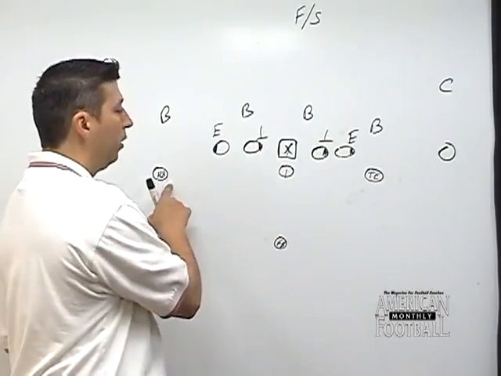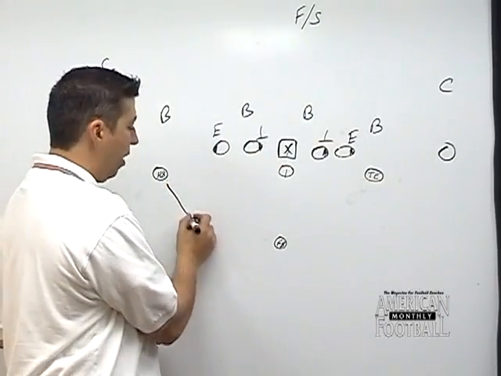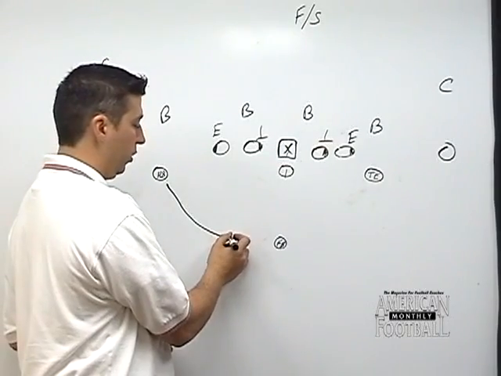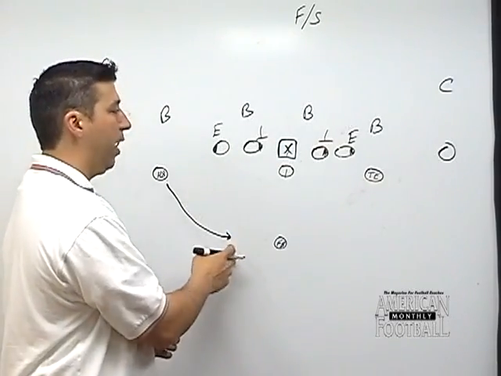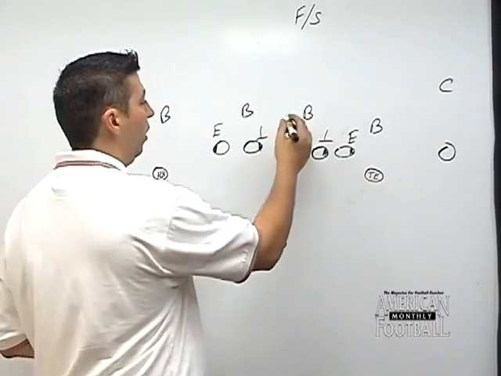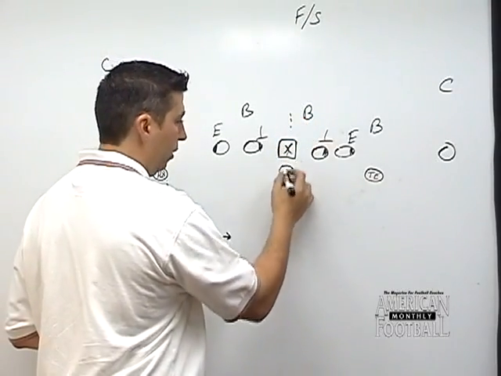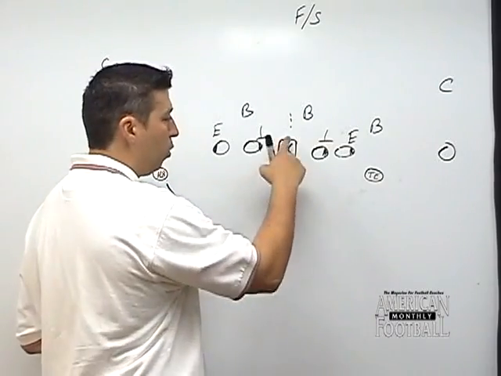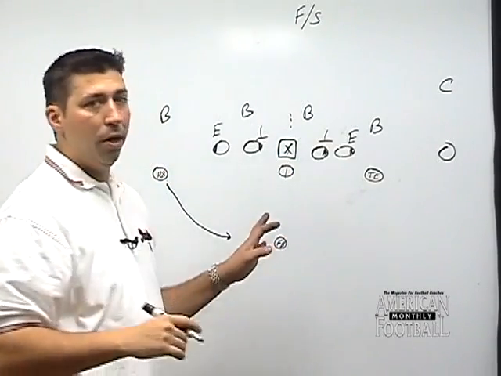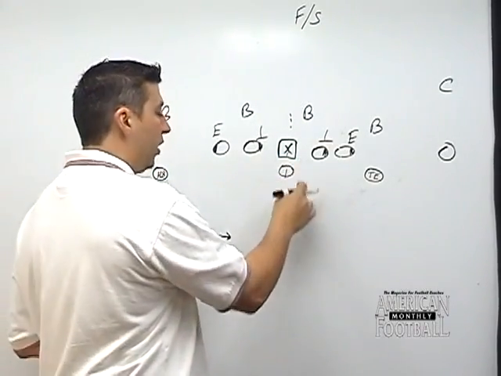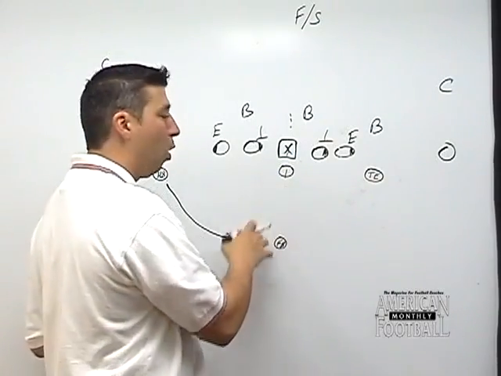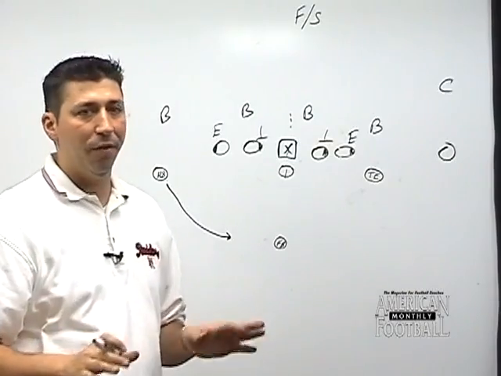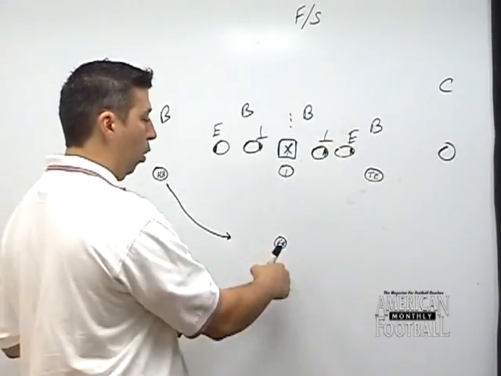Okay, the H-back is going to go in motion 1 snap count before the ball is snapped. He's going to end up right behind the tackle. The quarterback, we're going to pretend there's an imaginary midline between the quarterback's legs and the fullback's legs. Some teams like to say the fullback's got the midline or the quarterback's got the midline. I don't believe in that. I keep everything uniform. The fullback always owns the midline.